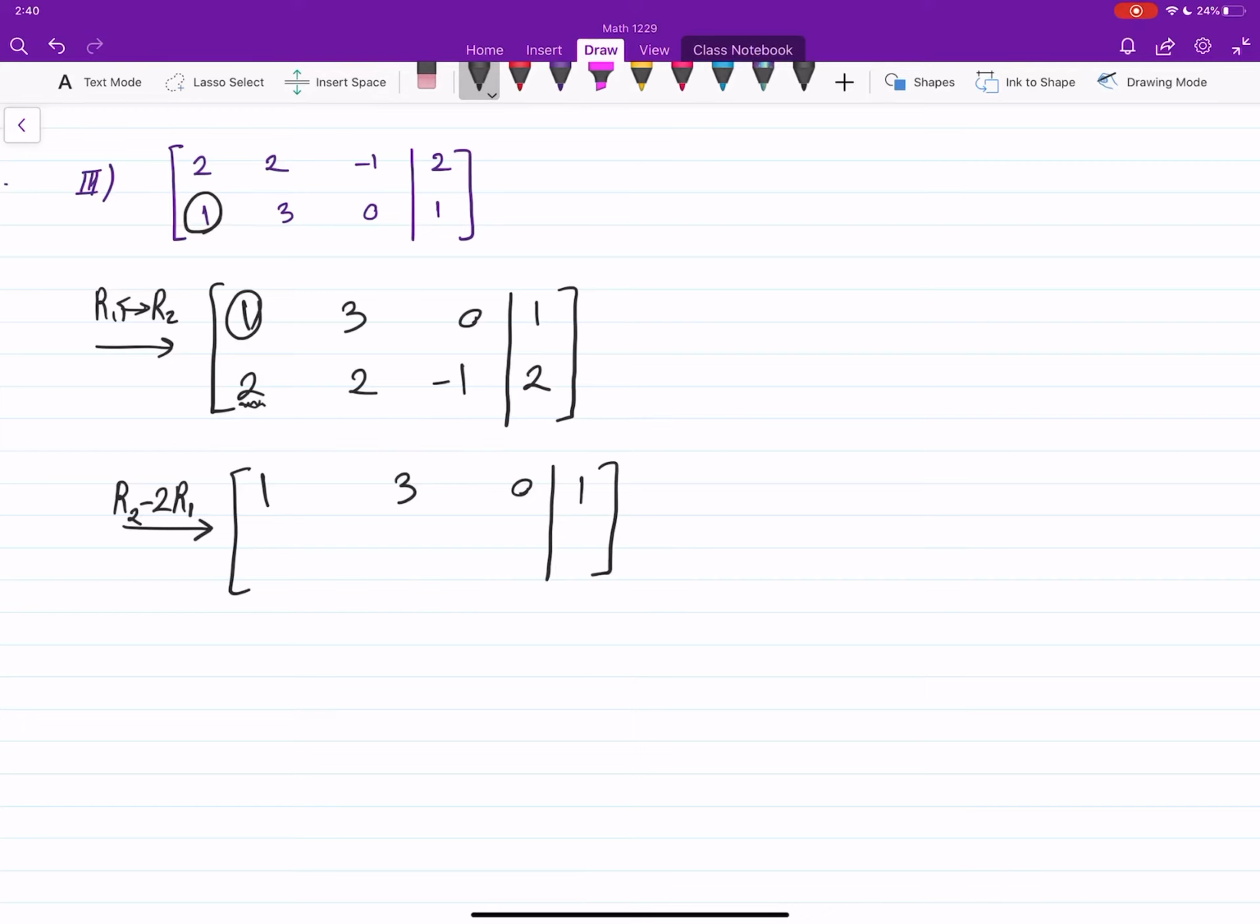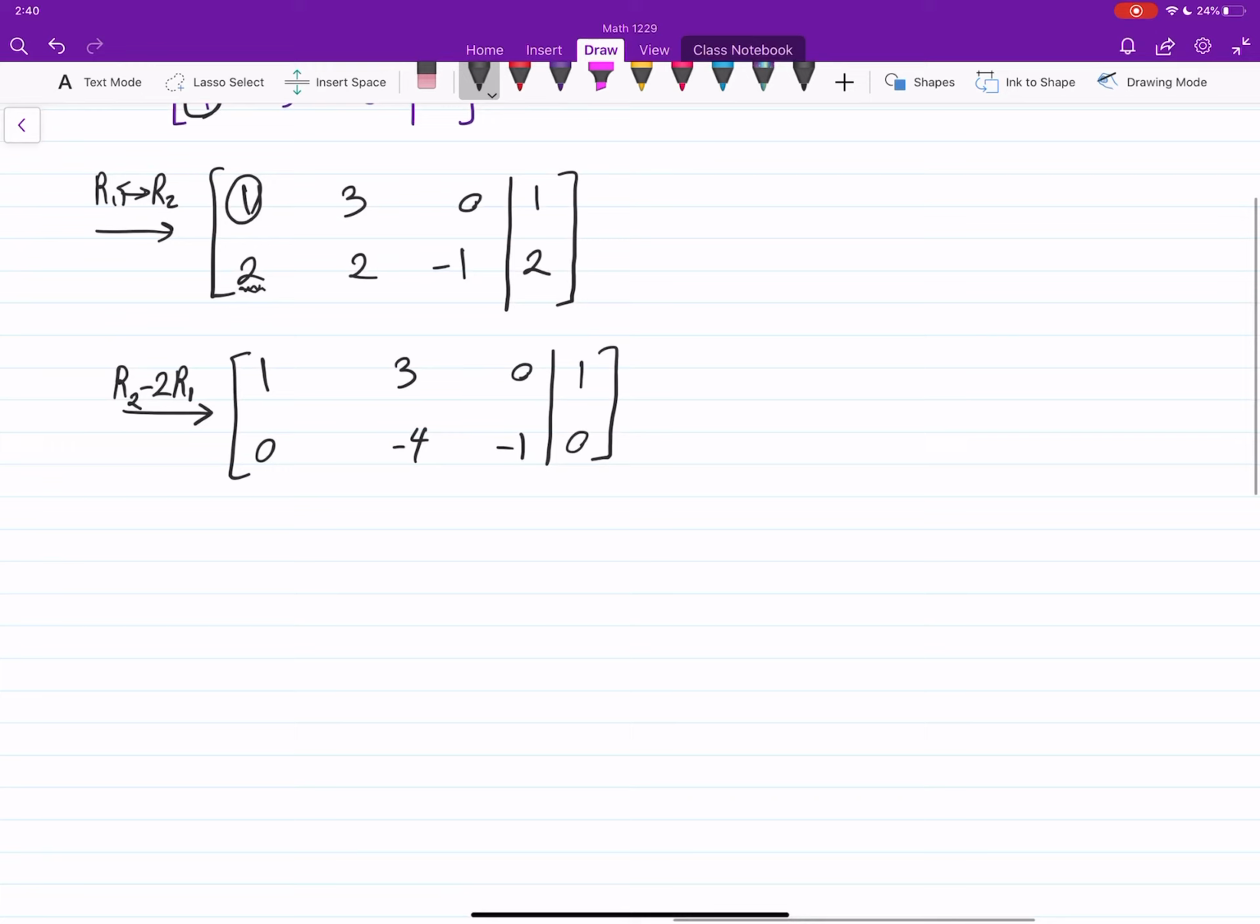Row 2, however, this will be 0. Negative 2 times 3 is negative 6. Add to 2 is negative 4. Negative 2 times 0 is 0, so it won't change this one. Negative 2 times 1 is negative 2. Add to this is 0. Okay, we have the first leading 1, and everything else in that column is 0.